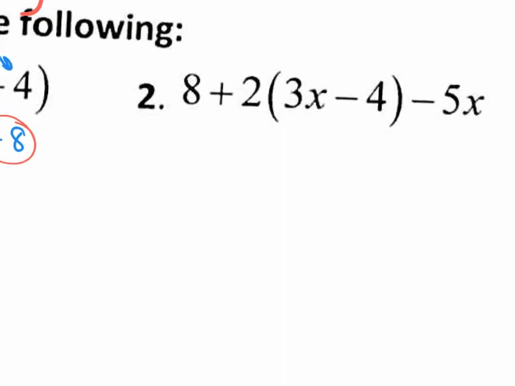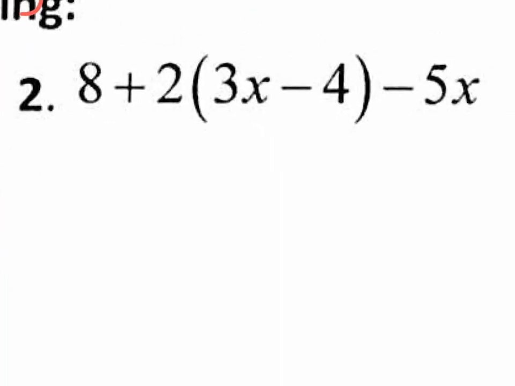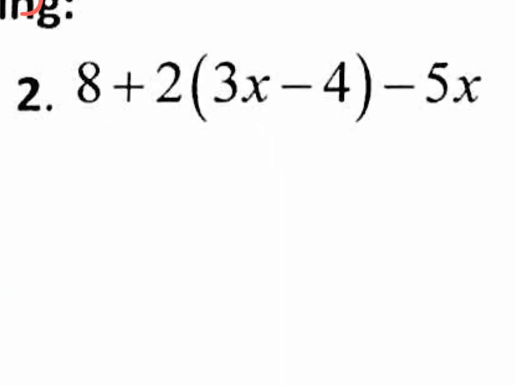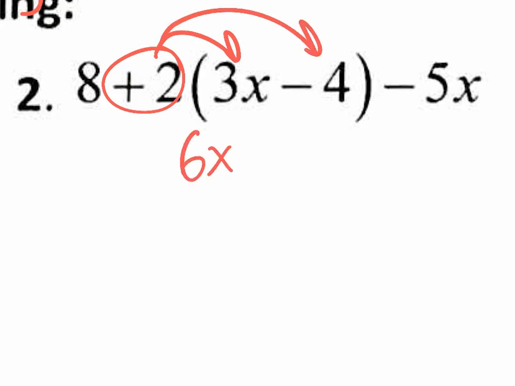Let's move on to number 2. Do I have any distributive property to do? Yes. What am I going to distribute? Positive 2. 2 times 3x. What's that? 6x. What's 2 times negative 4? 8.